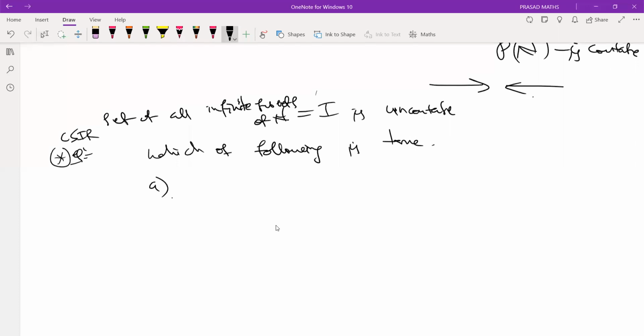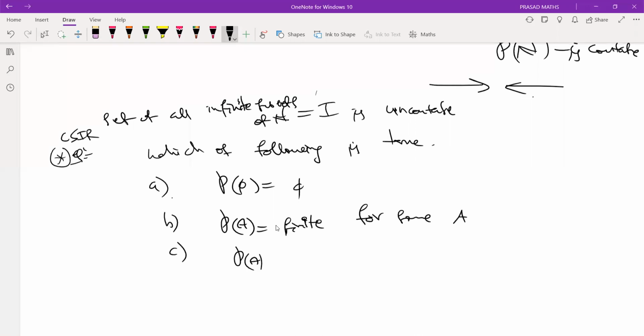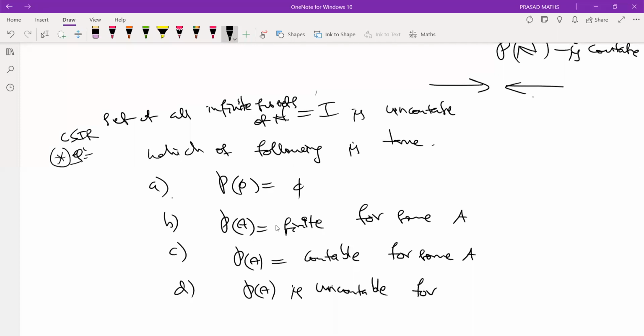First one, the power set of empty is always empty. Power set of A is a finite set for some A. Power set of A is a countable set for some A. Power set of A is uncountable for some A.